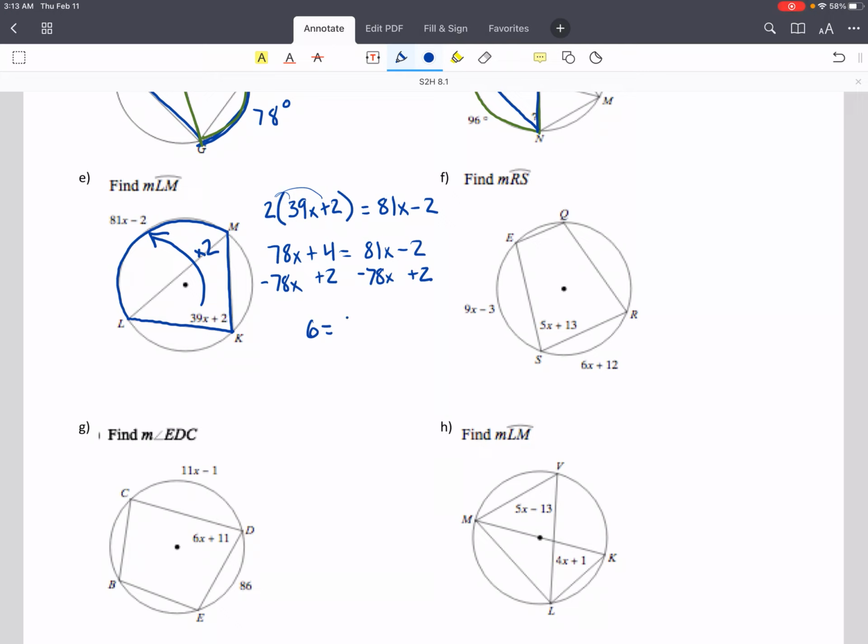Let's see. 3x. There's my value of x, so now I can plug it in. 81 times 2 minus 2 equals 160 degrees.